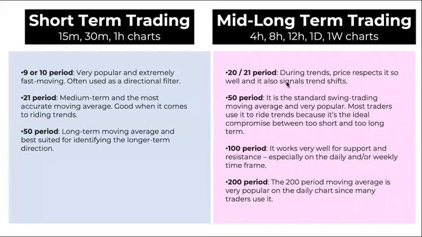As I was saying, if you are a mid to long-term trader, or if you trade on 4-hour and above charts regularly, I will recommend you to use the 20, 50, 100, or 200 period moving average. But for short-term traders like me, if you trade on a one-hour chart or below, I will recommend using 10, 21, and 50 EMA. That's what I use, 10, 21, and 50.